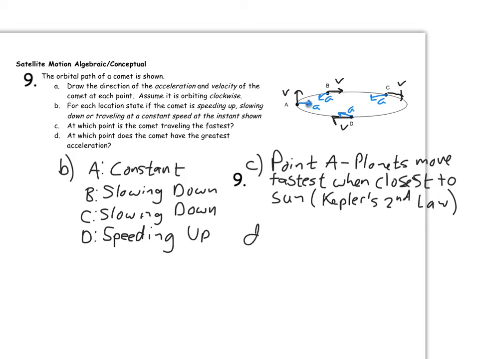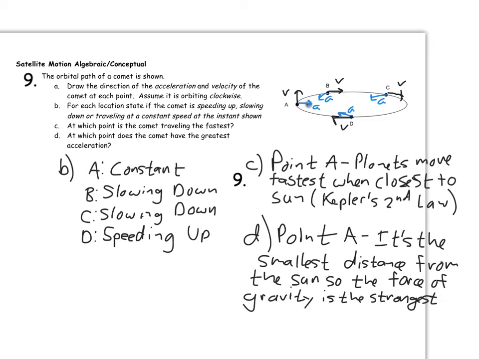That also is at point A when it's closest to the sun, and that just really comes from the fact that gravity is the strongest at that point, and therefore the acceleration will be the greatest because it's the smallest distance, right? We're dividing by r squared, smallest distance from the sun.